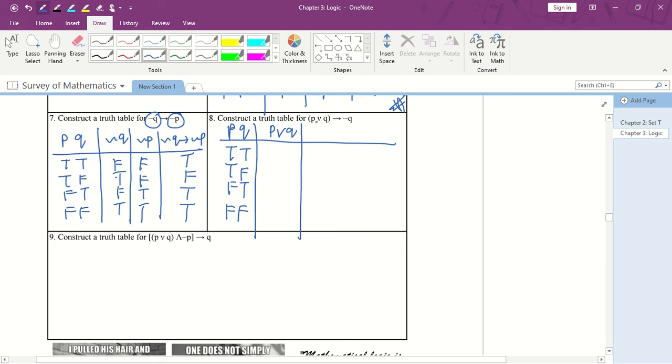So can we straight away do P or Q to negation Q? No, because we don't have negation Q. So we need to have a negation Q here. Then at the end, we can do P or Q to negation Q.